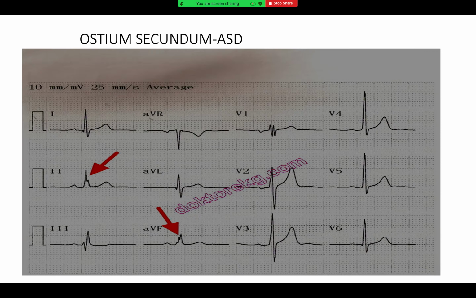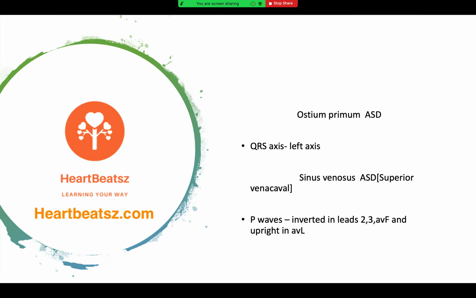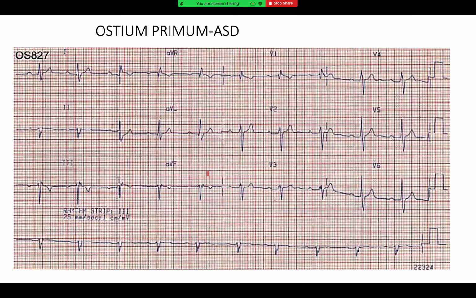There's already the answer. So this was about the ostium secundum, isn't it? What about the ostium primum? Primum is the one in which you will see left axis, okay? And here the P waves will be inverted in the inferior leads, although upright in aVL. So what do you notice in this ECG? As I already gave you the answer, if you look over here, lead 1 is positive and lead 2 is negative, so it is left axis deviation, okay?